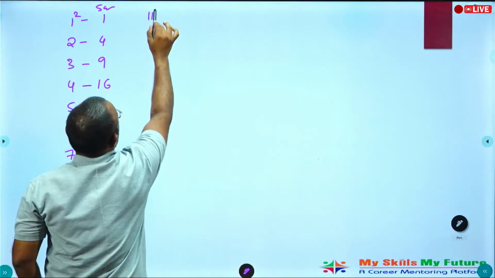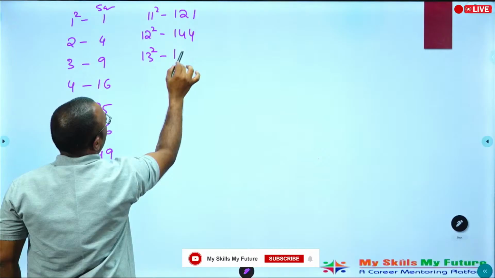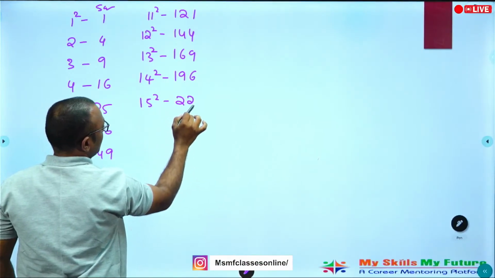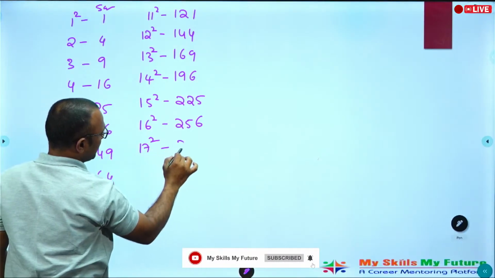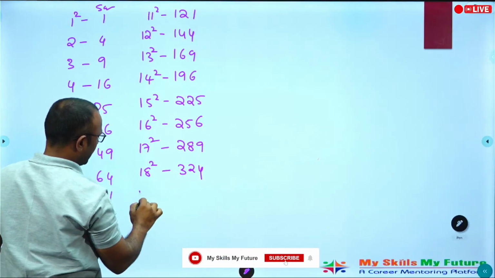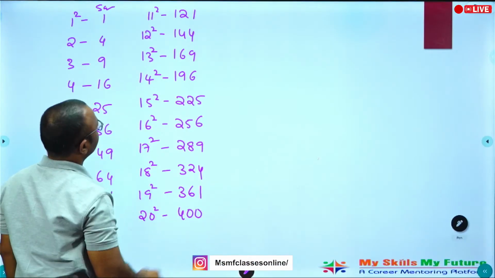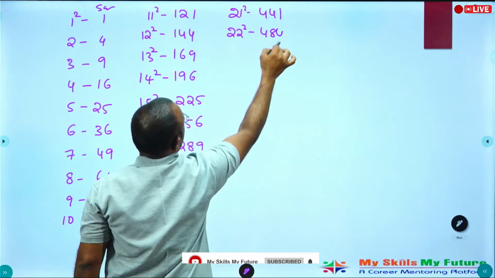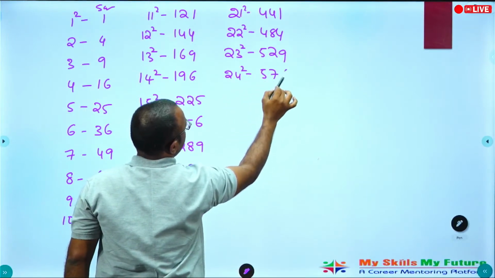Next, 11 square 121, 12 square 144, 13 square 169, 14 square 196, 15 square 225, 16 square 256, 17 square 289, 18 square 324, 19 square 361, 20 square 400, okay.